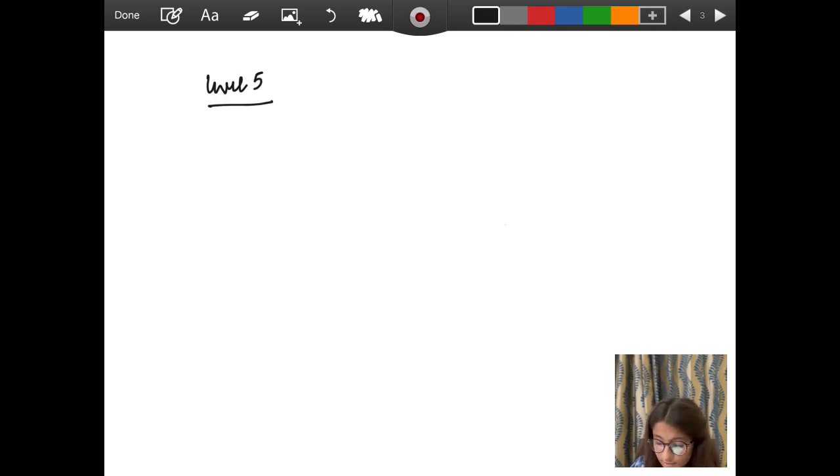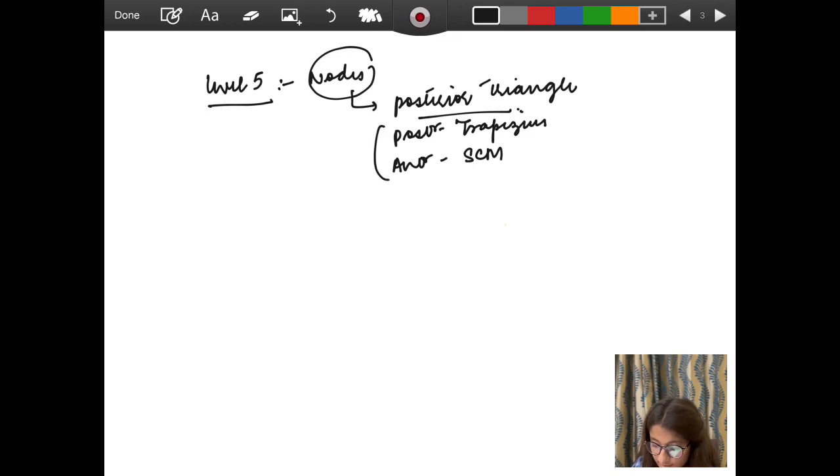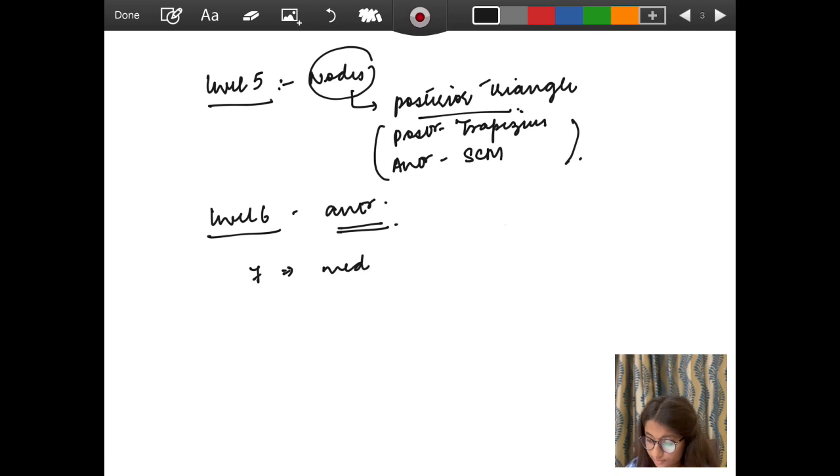Coming to level 5. Level 5 nodes are present in the posterior triangle. What will be the boundaries? Posteriorly there is the trapezius muscle and anteriorly there is the sternocleidomastoid muscle. Level 6 nodes are present in the anterior triangle, and level 7 is the mediastinal group of lymph nodes.